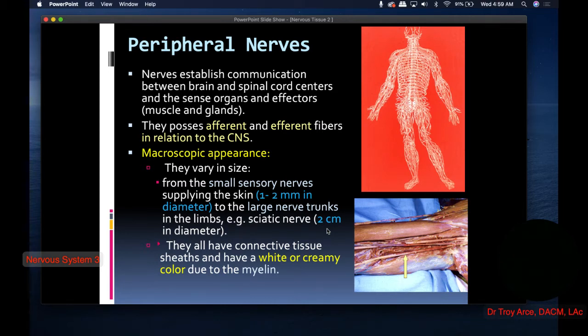So with macroscopic appearance, they vary in size, from the small sensory nerve supplying the skin, 1 to 2 micrometers in diameter, to the large nerve trunks in the limbs, like the sciatic, which is 2 centimeters in diameter. And as you can see over here on the right, we have a nerve right in through there. We're going to talk about the pieces of the nerve, but as you can see, it's white matter. So it's not gray matter, it's white. And so that might paint a better picture for you between gray and white matter. They all have connective tissue sheaths and have a white or creamy color due to the myelin.